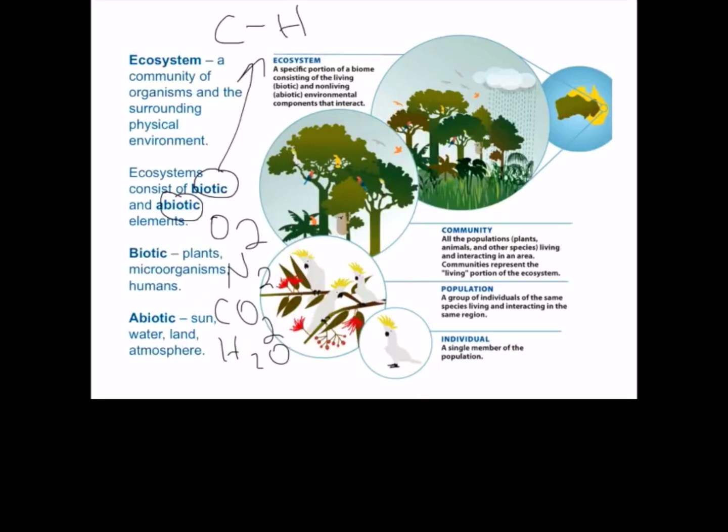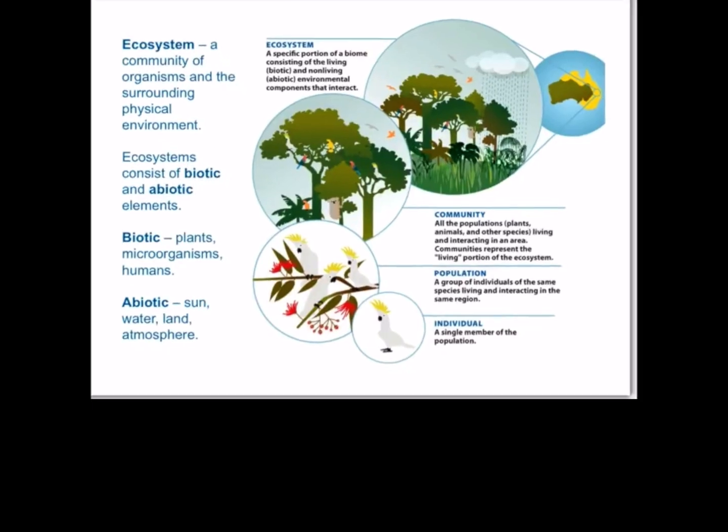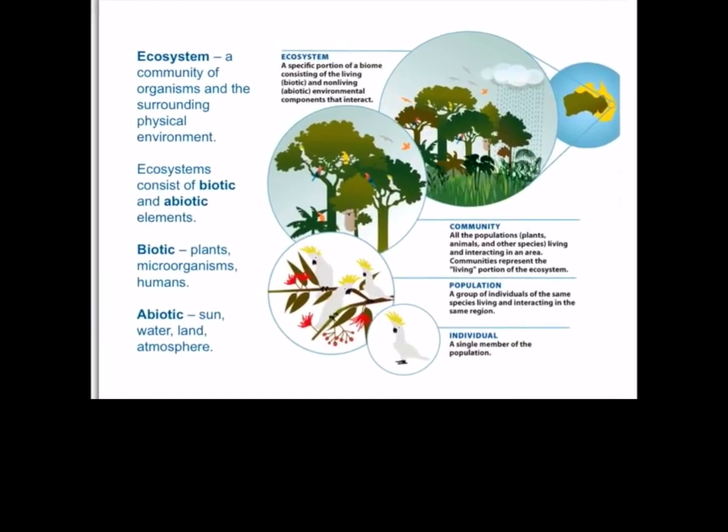Biotic parts are plants, animals, humans, anything that has this organic carbon-hydrogen bond. Abiotic would be oxygen, nitrogen, carbon dioxide, water, minerals, sunlight. These are all abiotic components. So an ecosystem can be broken down into simpler parts. Here we have Australia.